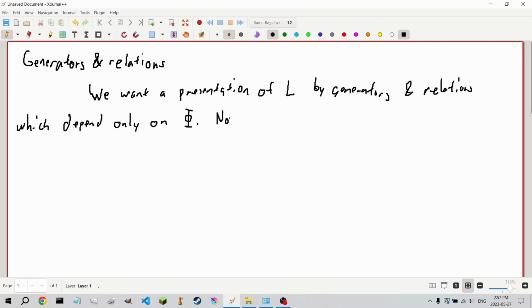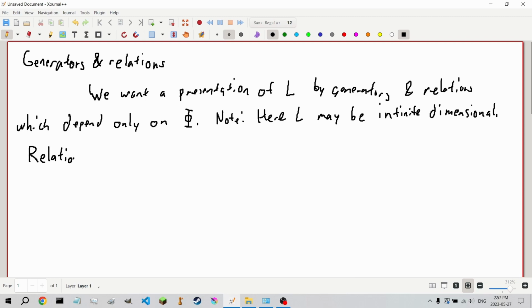And we note here L may be infinite dimensional, because I know you can extend a lot of the Dynkin diagrams past what we saw before. They don't terminate in the dimension of the semi-simple Lie algebra they describe, but that's what we're getting into here. First chapter is relations satisfied by L.